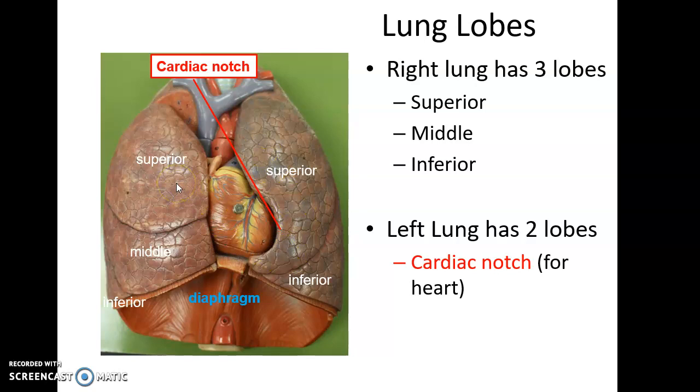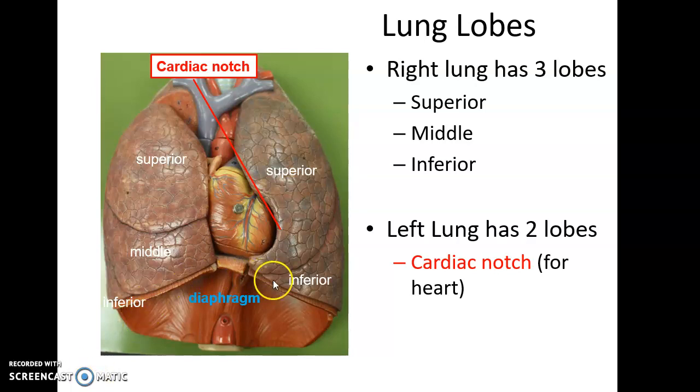The right lung has three lobes: the superior lobe, the middle lobe, and the inferior lobe. The left lung has two lobes, the superior lobe and the inferior lobe. There's also this little space here called the cardiac notch found in the left lung. The cardiac notch is basically a space that's there to make room for the heart, because as we know, the heart is a little larger on its left side than on its right side.